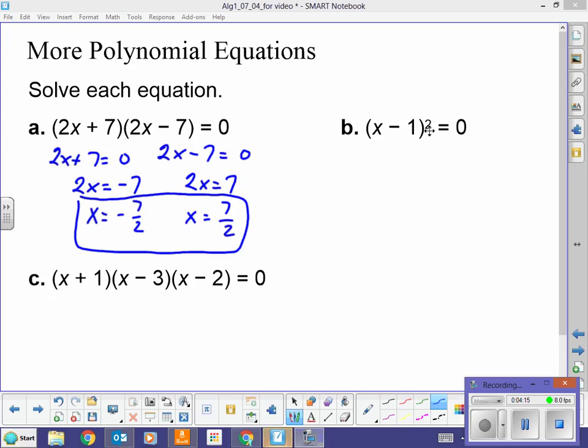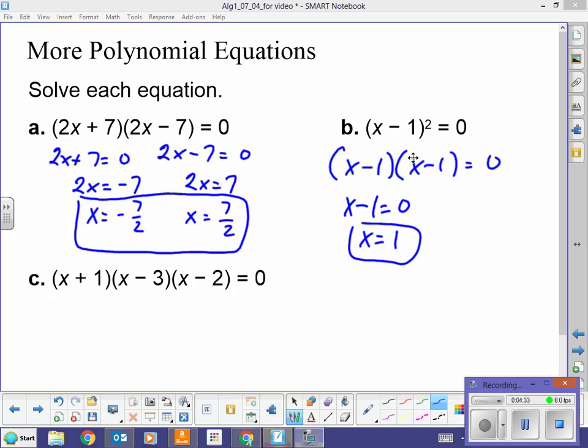X minus 1 squared equals 0. Well, I could do this twice. I can think of it as this, but you'll see I have the same root both times. So if x minus 1 equals 0, x equals 1. And I'd get the same thing if I did it again for this one. So in this case, I only have one solution to this equation because it's a square. This is a square of a binomial.